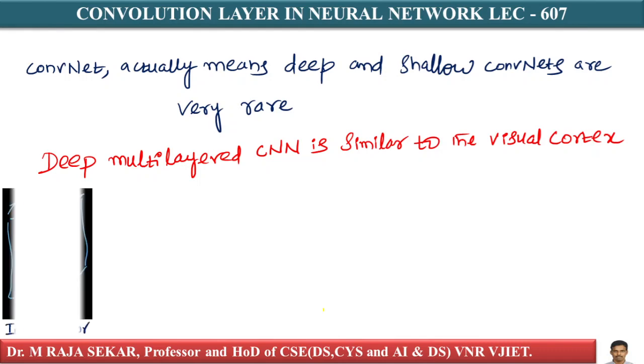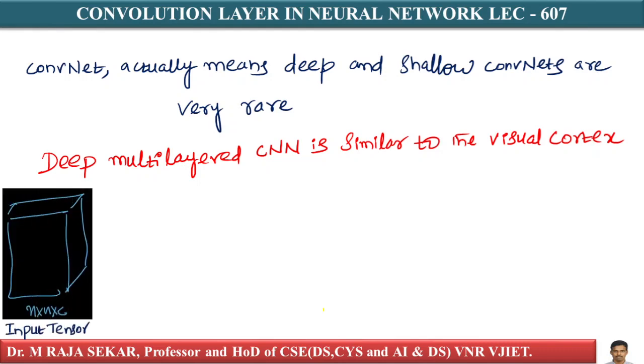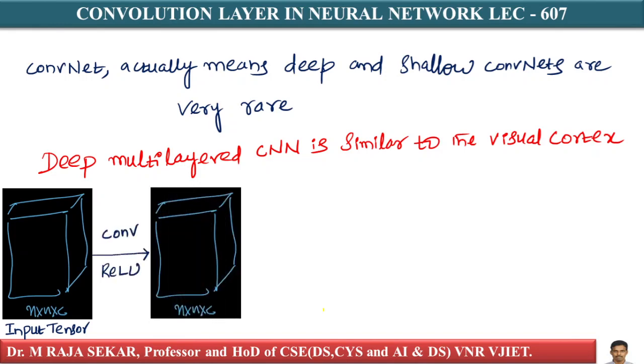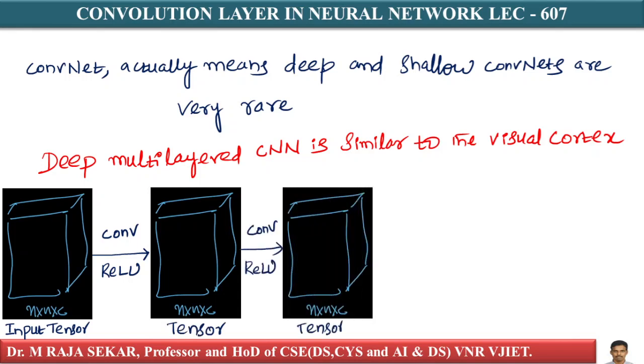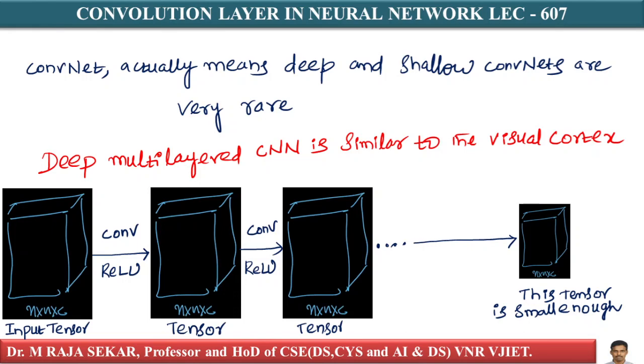This could be my input tensor. I can have one level of convolution with some parameters, convolution followed by the ReLU activation. I get one more tensor here. I can apply convolution on top of it, and again I will get a different tensor. I can keep getting tensors here. Eventually, this tensor will get small enough, and we will perform an operation called flatten.